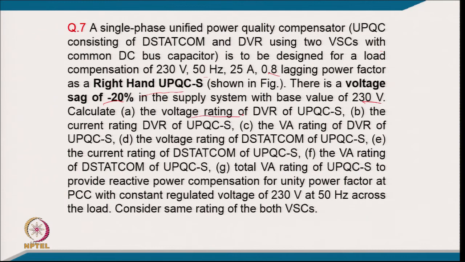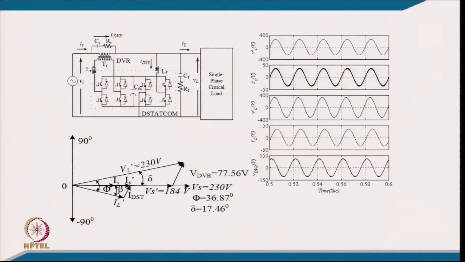Calculate the voltage rating of the DVR, current rating of the DVR, V rating of the DVR, voltage rating of the D-STATCOM, current rating of the D-STATCOM, V rating of the D-STATCOM, and total rating of the UPQC to provide the reactive power compensation for unity power factor at the PCC with constant regulated voltage of 230 volt, 50 Hz across the load. Consider the same V rating of both VSC. So, this is interesting, you can call it an assumption, and why is it this? Because normally the rating of both inverters is the same.